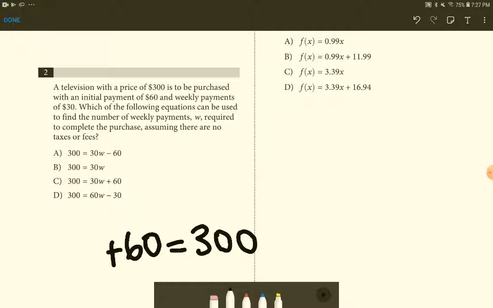on the other side of the equation. And over here it says weekly payments of $30. So each week is represented by the variable W. So we would do 30 for each week and then the number of weeks. So it would be 30W plus 60 equals 300. And the only answer with that as an option choice is C.